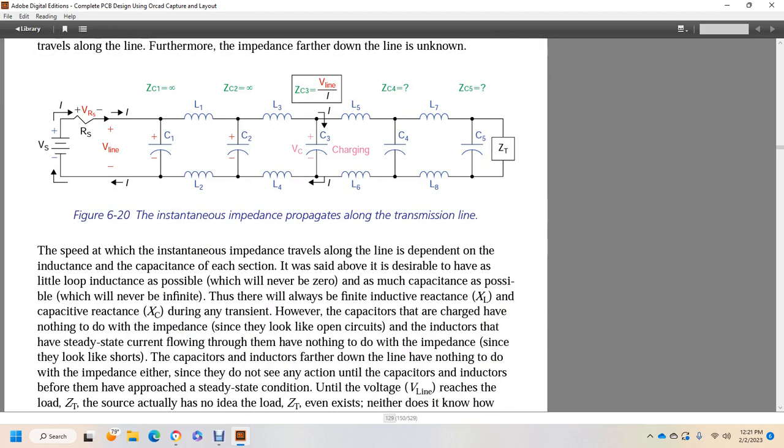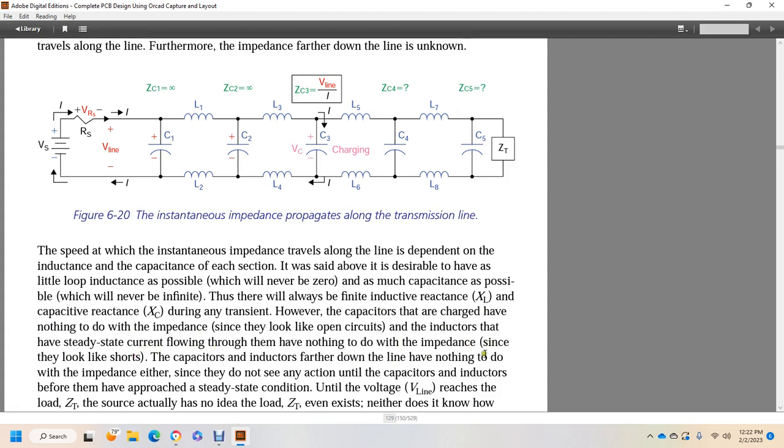The speed at which the instantaneous impedance travels along the line depends on the inductance and capacitance of each section. The inductance can't be infinite, nor can the capacitance be zero, and there will also be a finite inductive reactance, XL. Behind the wavefront, however, the capacitors are charged and have nothing to do with the impedance, so they look like open circuits. The inductors stay involved in the current flow, but they have nothing to do with the impedance since they look like shorts.